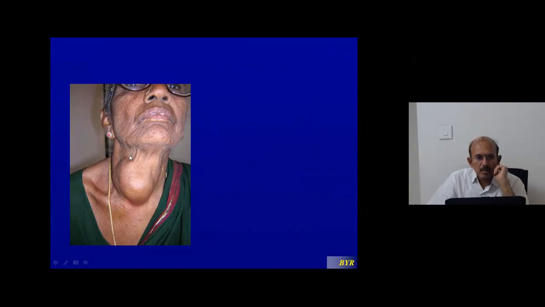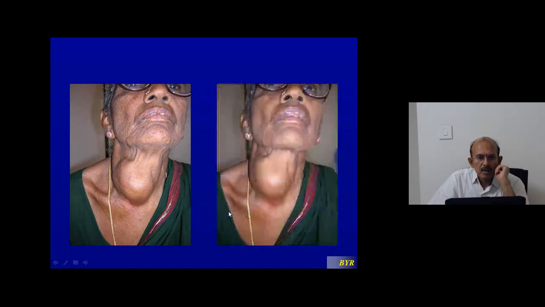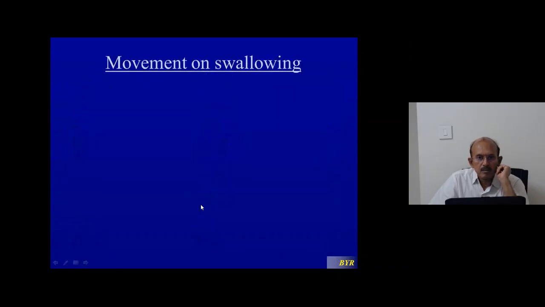This is the thyroid gland. So this is swelling of the front of the neck on one side. When the patient is asked to swallow, you can see the distance between the clavicle and the gland here, and the clavicle and the gland here. So it's slightly moved upwards. That means it moves up on swallowing. Of course, I need not demonstrate to you the clinical sign of movement on swallowing.